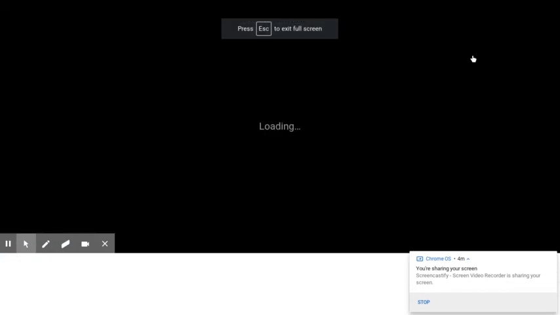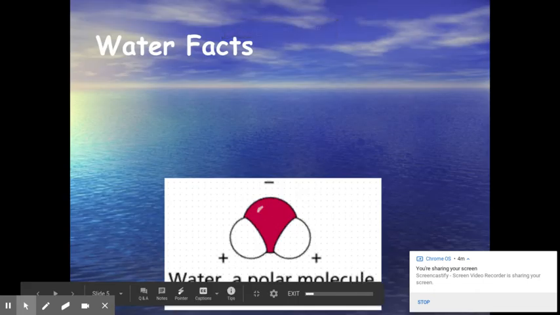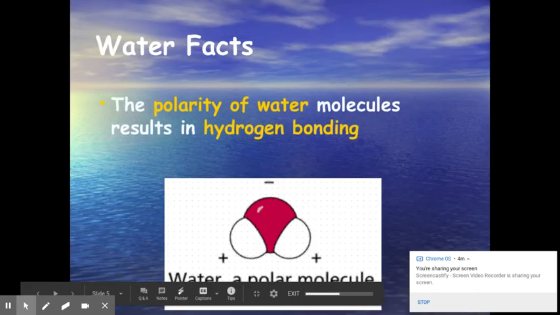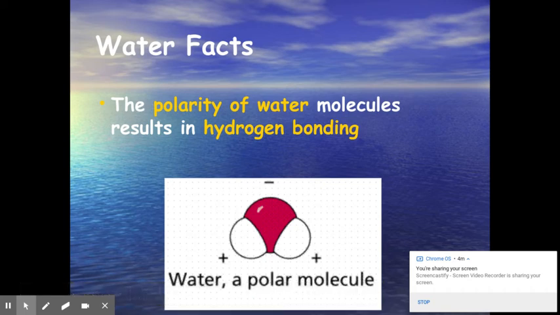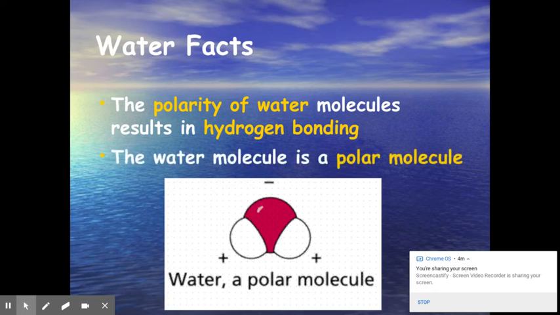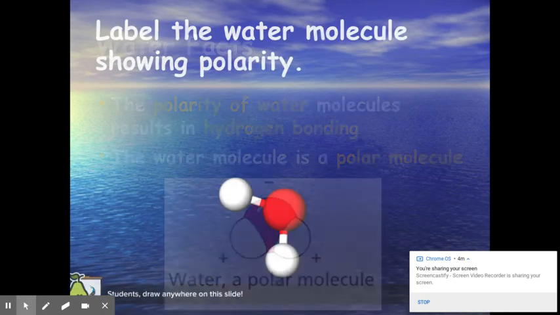So if I go back here now, okay. So the polarity of water results from hydrogen bonding. Now, what is a hydrogen bond? Well, the group that presented in the last couple of days did a great job. But just to reiterate what a hydrogen bond is, it's a weak attraction between the hydrogens of one water molecule that have a positive charge and the oxygen of another water molecule that has a negative charge. Opposites attract. That results in hydrogen bonding. This is by far the most important property of water. It's also, I would say, the property of water that students struggle with the most.